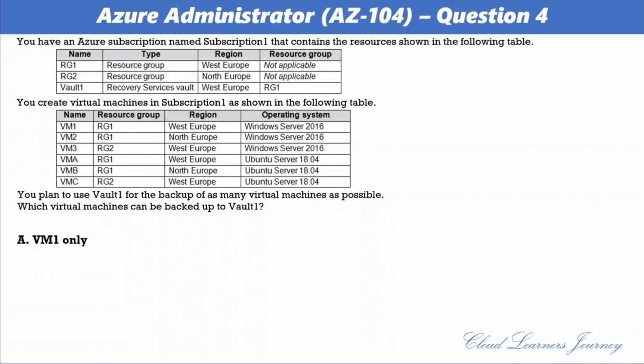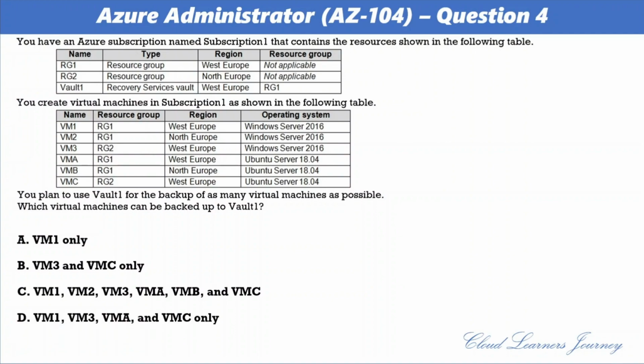The options are A. VM1 only, B. VM3 and VMC only, C. VM1, VM2, VM3, VMA, VMB, and VMC, D. VM1, VM3, VMA, and VMC only, E. VM1 and VM3 only. And the correct option is D. VM1, VM3, VMA, and VMC only. To create a vault for protecting virtual machines, the vault must be in the same region as the virtual machines. If you have virtual machines in several regions, create a Recovery Services vault in each region.